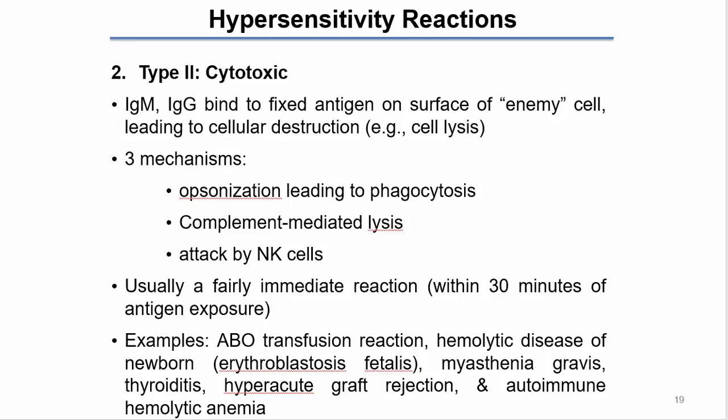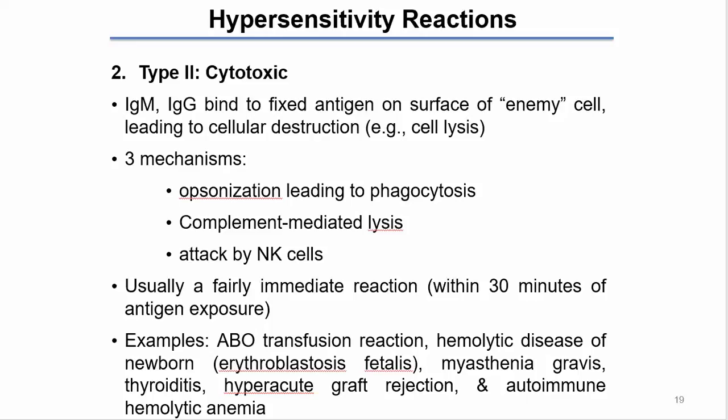ABO transfusions. When you're type A blood and you're given type B, you make anti-B antibodies and you will agglutinate the B blood that you're given. And so that's that transfusion reaction. And that's the IgMs binding to that B blood.